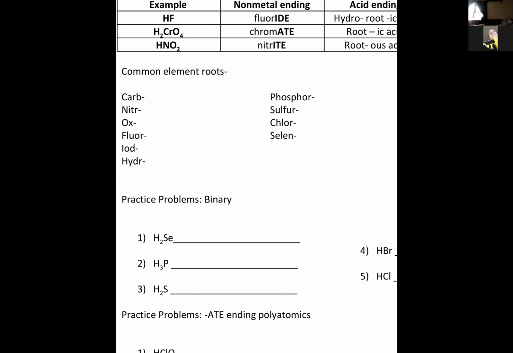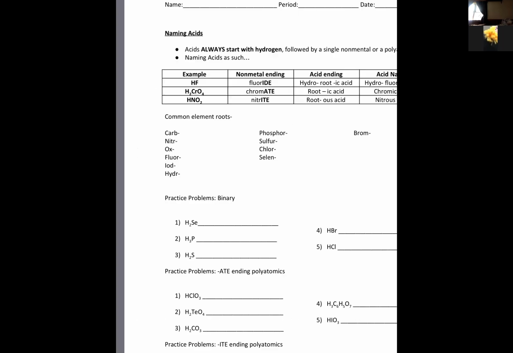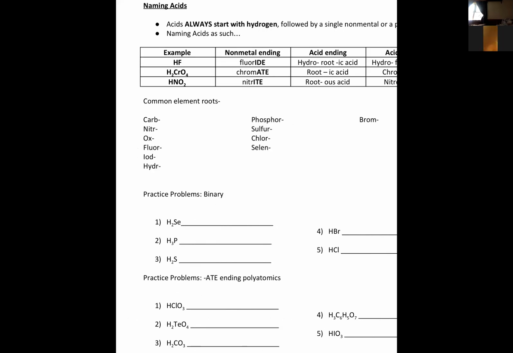So carb for carbon, nitra for nitrogen, ox for oxygen, fluor for fluorine, iode for iodine, hydra for hydrogen, phosphor for phosphorus, sulfur is just sulfur, chlor for chlorine, selene for selenide, and brom for bromine, sorry.